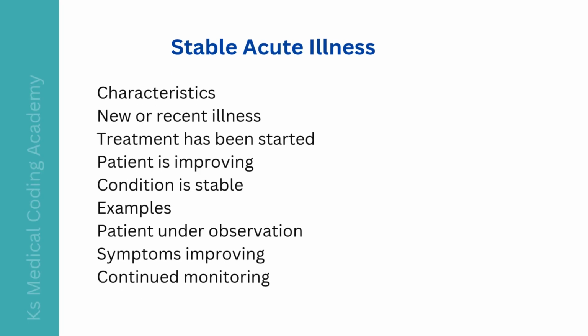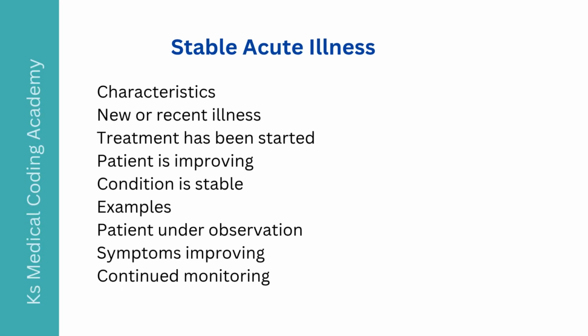A stable acute illness is a recent condition for which treatment has already been initiated. The patient's symptoms are improving, but complete recovery may not yet have occurred. For CPC exams, remember that a stable acute illness usually indicates the patient is responding to treatment while still requiring appropriate follow-up and monitoring.